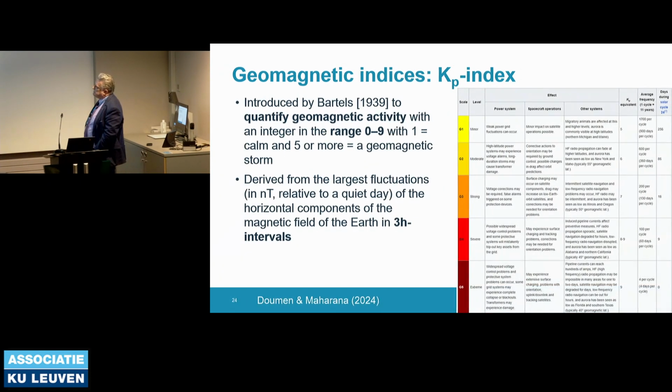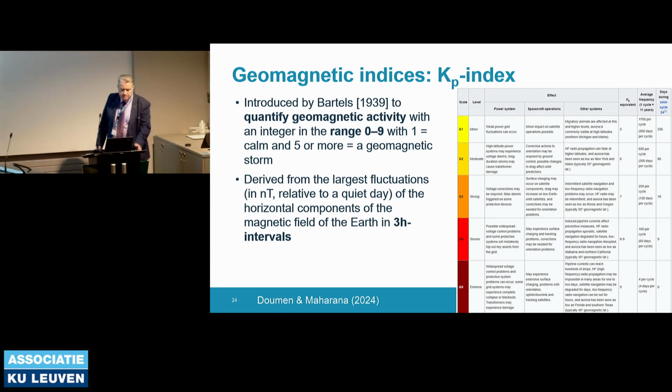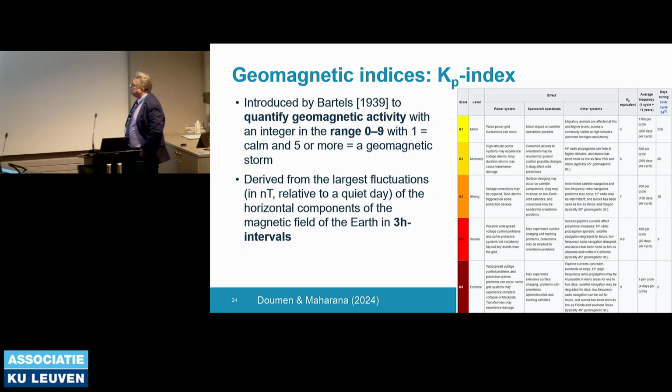Another important one is the Kp index, which was introduced by Bartels in 1939 to quantify the geomagnetic activity. This is an integer between 0 and 9. 1 means very calm, 5 and more means geomagnetic storm. This is why I like this parameter, it's directly linked to the storm.